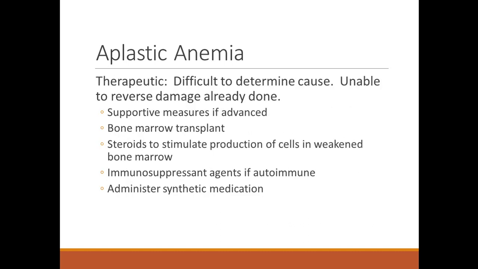A lot of times they cannot determine what the cause of this is. Generally, it's so far advanced and they can't go back and fix what damage has already been done. So if that bone marrow is already turned to basically fat, pale, yellow tissue, they cannot turn it back into red bone marrow. So the biggest way to fix it is a bone marrow transplant.